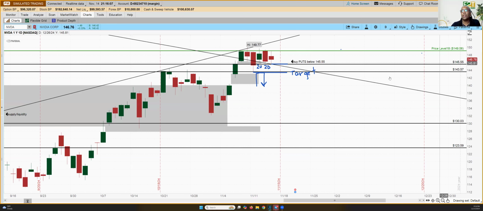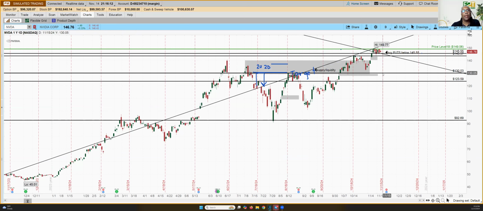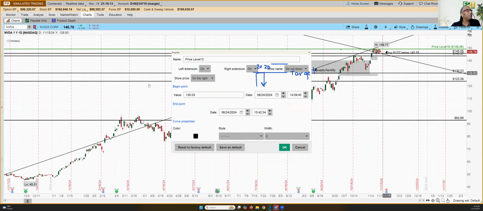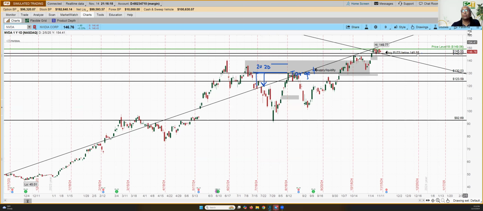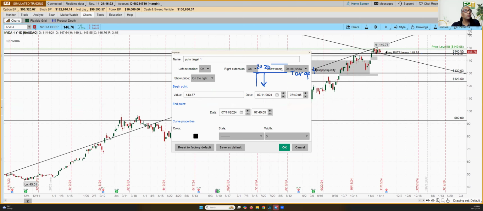Okay, it didn't show it. Why didn't it show it? Is it a different stock? Looks like it's moved. I want to show it on the right.